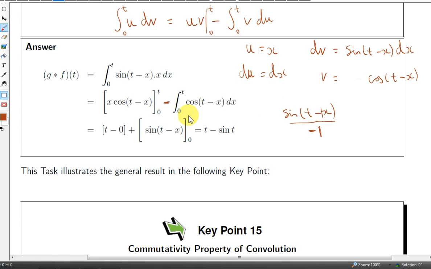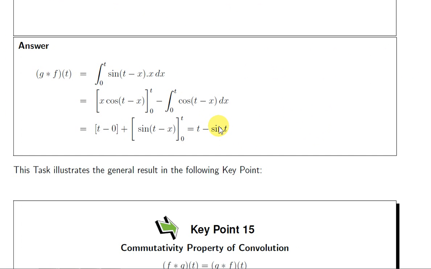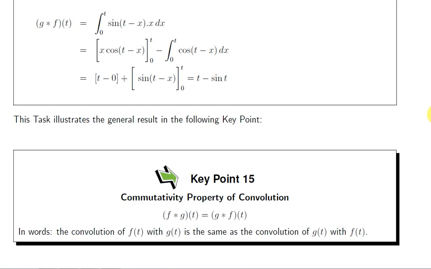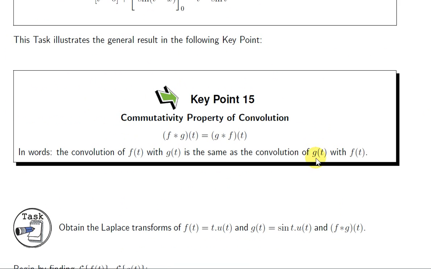So we apply our limits from 0 to t. If we plug t in for x, we get the sine of 0, which is 0. Then we have a minus sign, then we plug 0 in for x. So we end up with, if we plug 0 in for x, we get sine of t. So we get 0 minus sine t. So we end up with t minus sine t. That's what we got for the convolution of f and g. So f star g is the same as g star f.